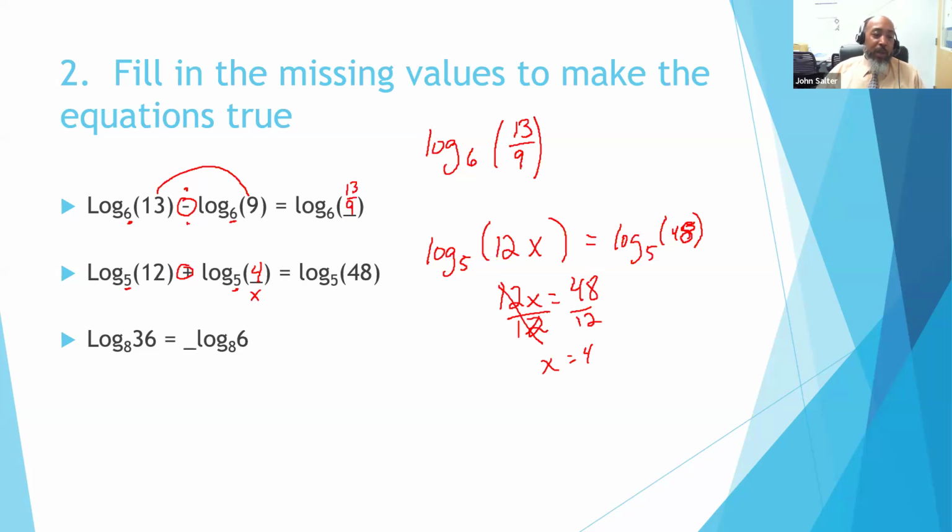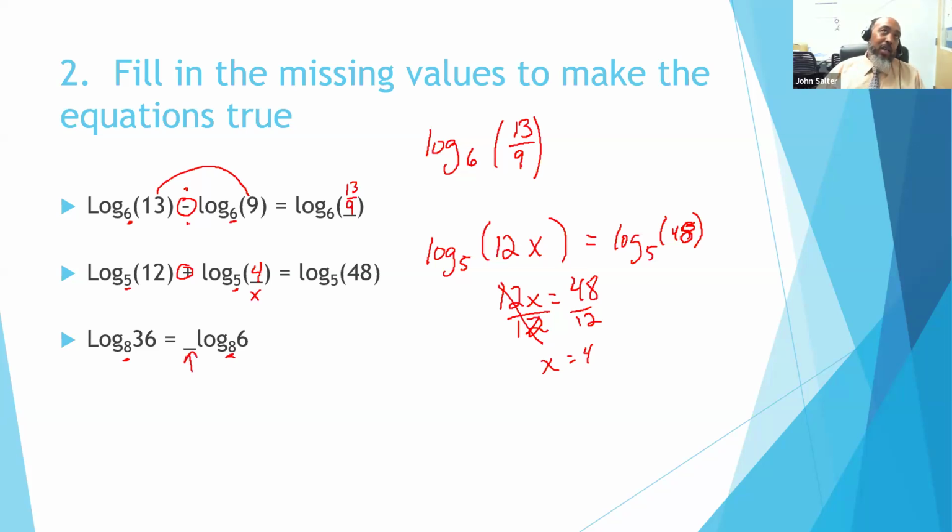All right, the last one, log base 8 of 36 is equal to blank times log base 8 of 6. So my bases are the same. So I have a log where the bases are the same, but my arguments are different. How are they equal if my arguments are different? Well, I have this thing out front.